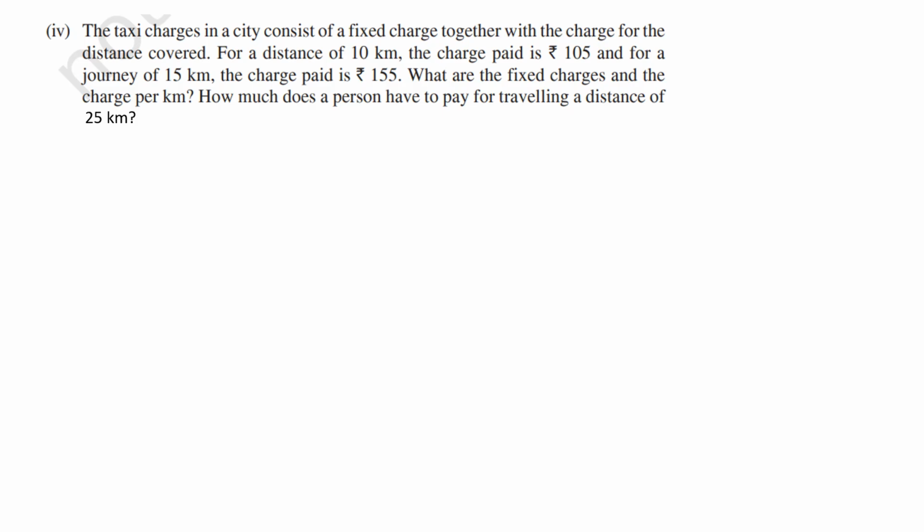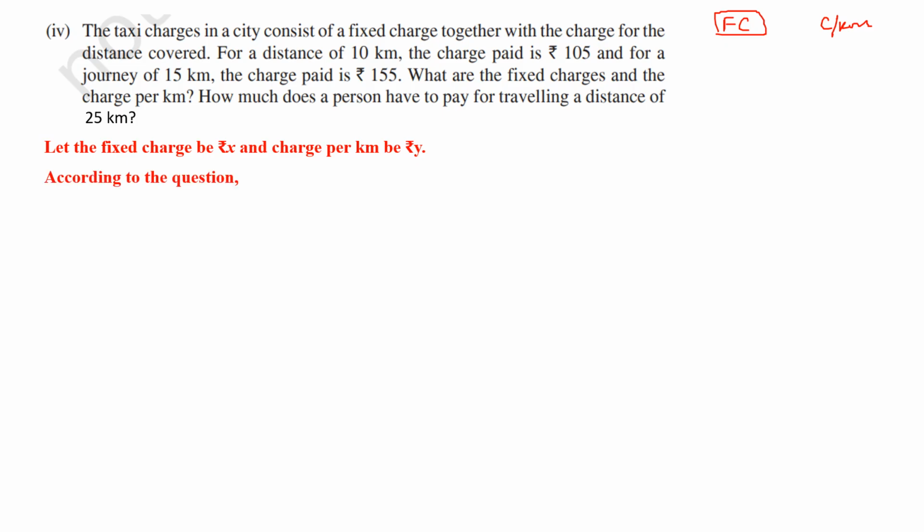Now see here, there are two things. First is the fixed charge and then the charge per kilometer. So if someone has to go somewhere, they have to pay the fixed amount of charge, and then for whatever distance they are covering, there is some charge per kilometer. Okay. So here let's assume that the fixed charge is x rupees and the charge per kilometer is y rupees.